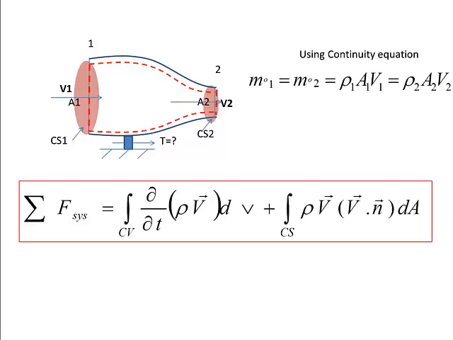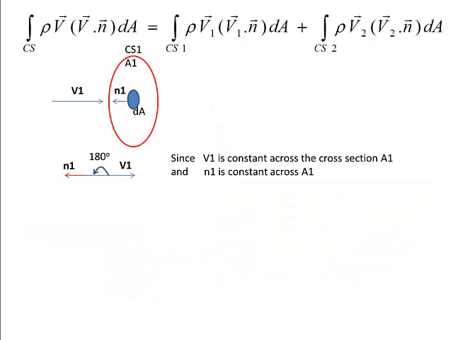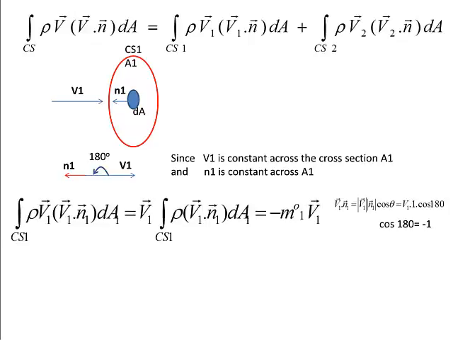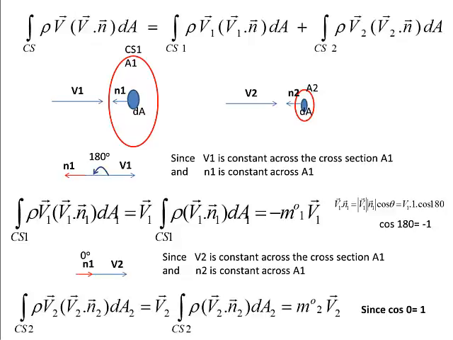Since the flow is assumed steady, this can be simplified to equation 1. The right-hand side of equation 1 can be further simplified. For control surface 1, since rho, n1 and V1 are constant across this surface, we can simplify the surface integral to minus m1.v1, where m1 is the mass flow rate through surface 1. Note that n1 and V1 are opposite in direction. For surface 2, the integral can be simplified to m2.v2.